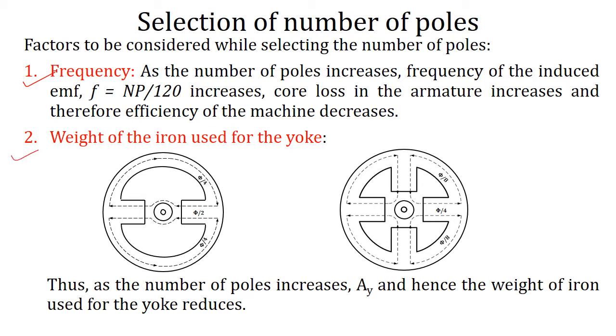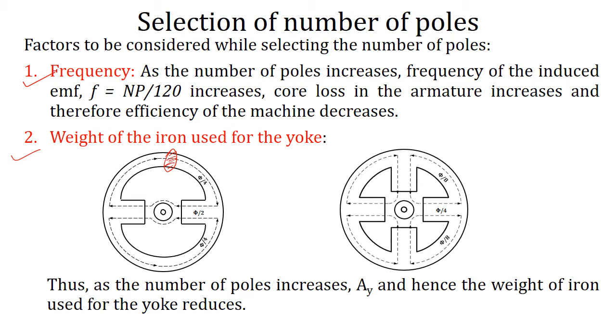Next point is weight of iron used for yoke. As the number of poles increases, the area of cross section of yoke decreases, and hence the weight of iron used for yoke reduces.